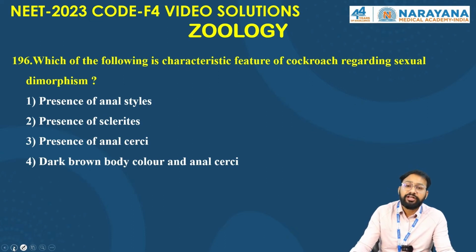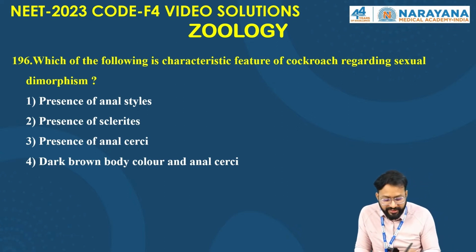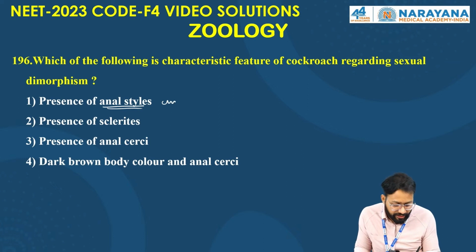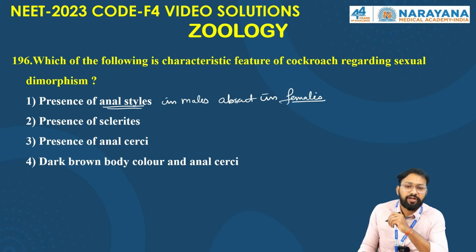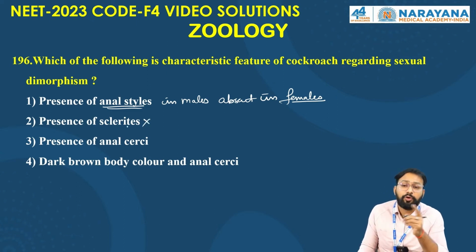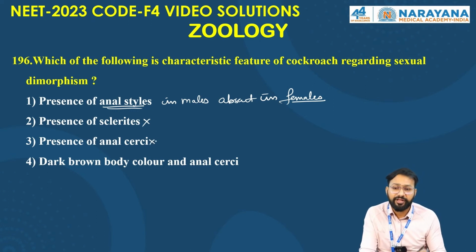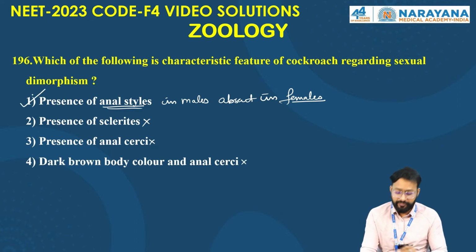Next, question number 196. Here it is talking about sexual dimorphism in the cockroach. Presence of anal styles in males, absent in females, is a sexually dimorphic character. Presence of sclerites is present in both male and female. Anal cerci, again, both male and female. Dark body color and anal cerci, both male and female. So the option should be first.